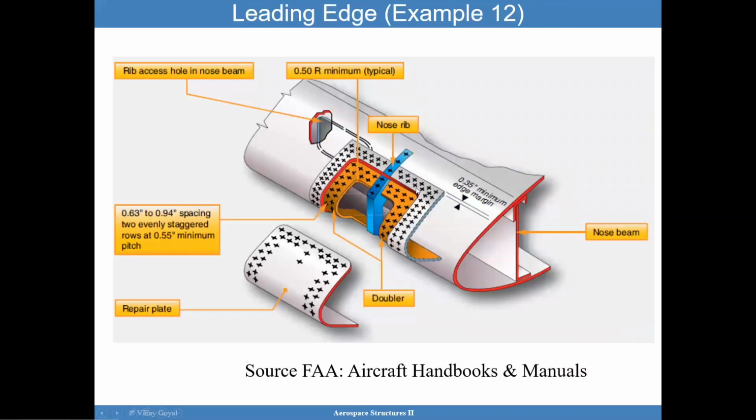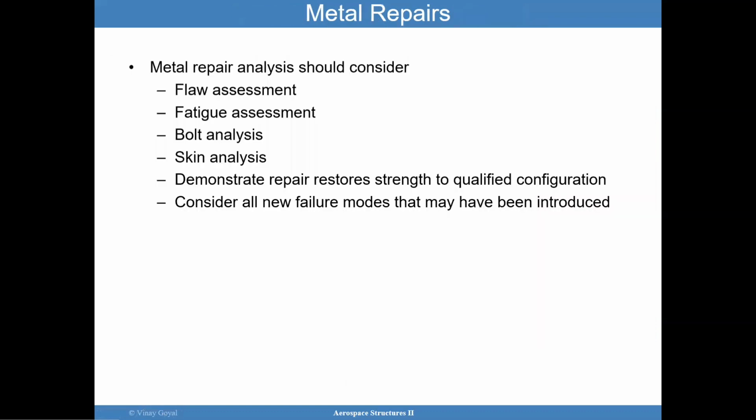If you have a leading edge issue, like a failure of some kind, you can cut it off and then bring this shaped repair plate with a doubler behind, and then bring this into place and bolt it in. Again, pause the video for any of these examples. So metal repair should consider the flaw assessment, fatigue assessment, bolt analysis, skin analysis, and demonstrate that the repair indeed restores the strength of the qualified configuration. You want to consider all the new failure modes that may have been introduced.